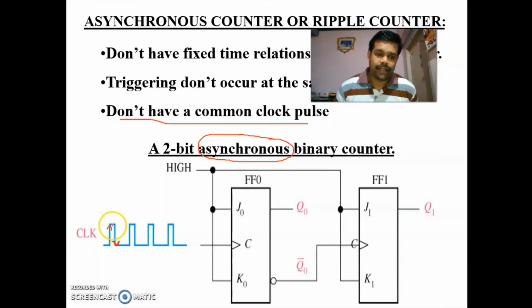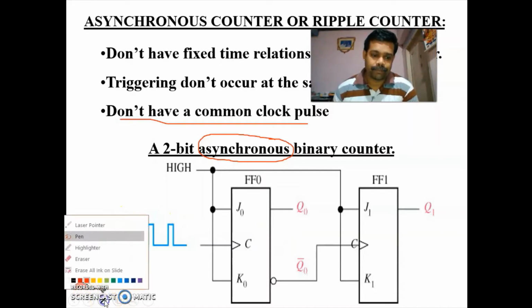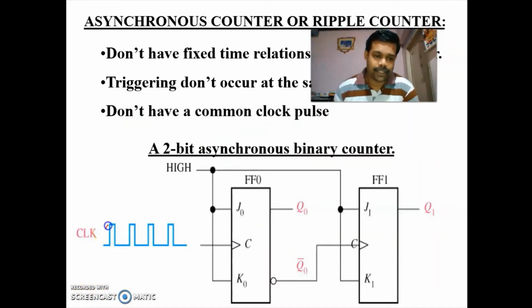Now this is level. If you are making the flip-flop change its state at this level, then it is called a level triggered flip-flop. So this flip-flop is a positive edge triggered flip-flop. So this is the positive edge. Since you are connecting the clock directly to this first flip-flop, the first flip-flop will change during every positive edge of the clock. During every positive edge of the clock, the output of your first flip-flop will change.